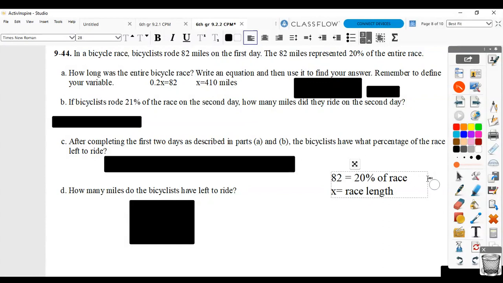And then you would want to rewrite that equation so that it's set up in a way where you can solve it. So you would say 82 equals 20%, 0.20. Of means multiply, and then times the race length. So 82 miles is 20% of that race length. Then what you would want to do is to solve it.